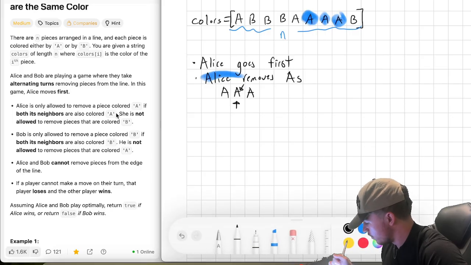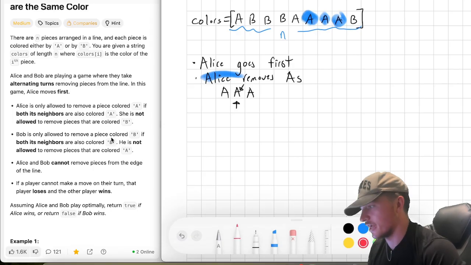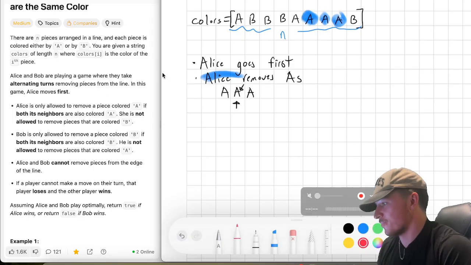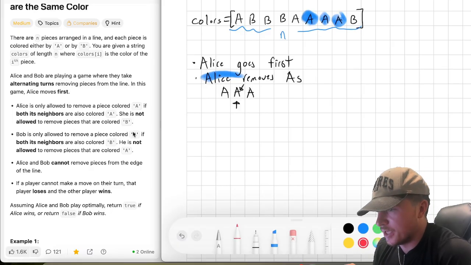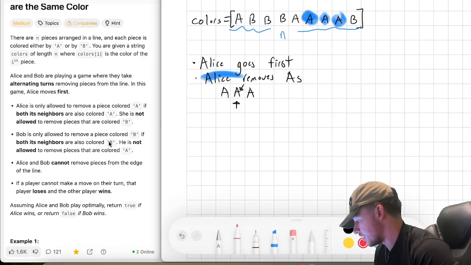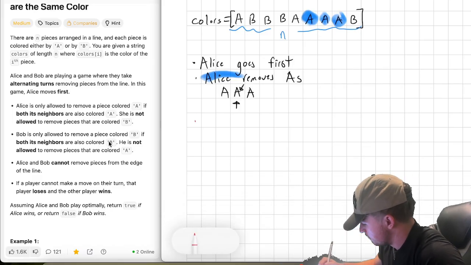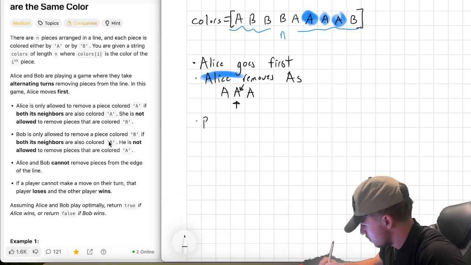Now, she's not allowed to remove pieces that are color B, because she's removing A's. So Alice removes A's, so I'm guessing Bob removes B's. So Bob is allowed to remove a piece colored B if both of its neighbors are also colored B. So it's the same exact game, but instead it's for Bob. Bob's for B's. Same rules, but for B's.